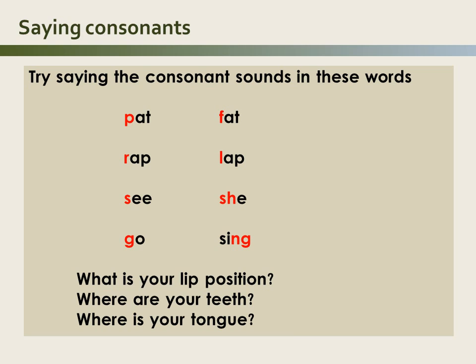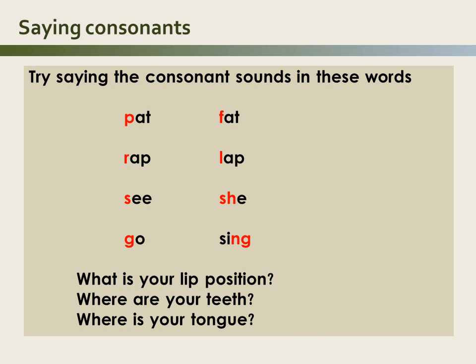So what you probably found was that there's quite a big variation in where your lips, teeth and tongue are. When you're making the p sound in pat, your lips are both together and air explodes out from between them. Whereas when you're making the f sound in fat, your top teeth are on your bottom lip and air is being blown through. When you're making the r sound in rap, you'll find that your tongue is nowhere touching your mouth, whereas with lap, the tip of your tongue is behind your top teeth.